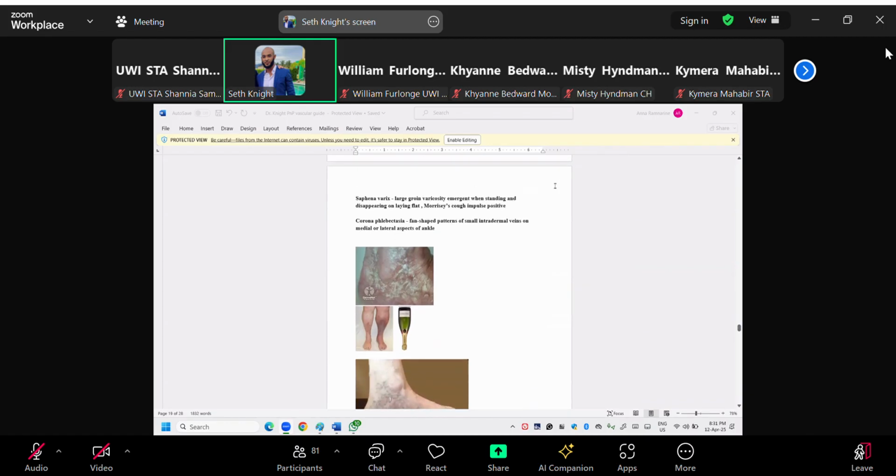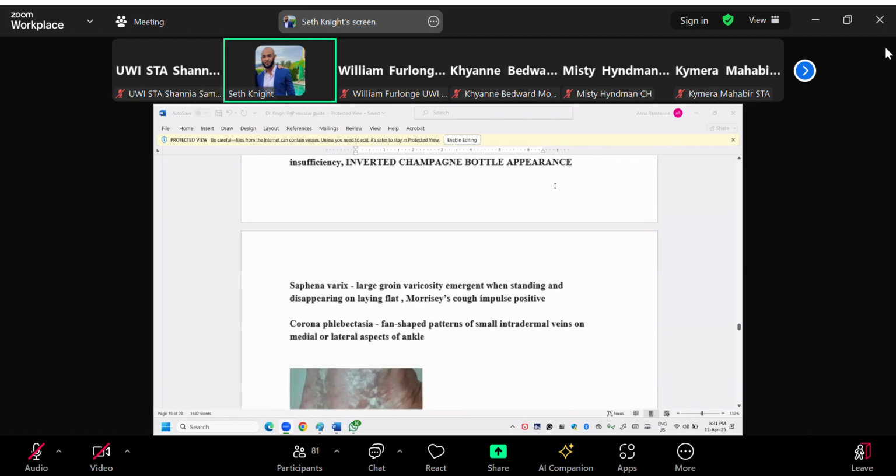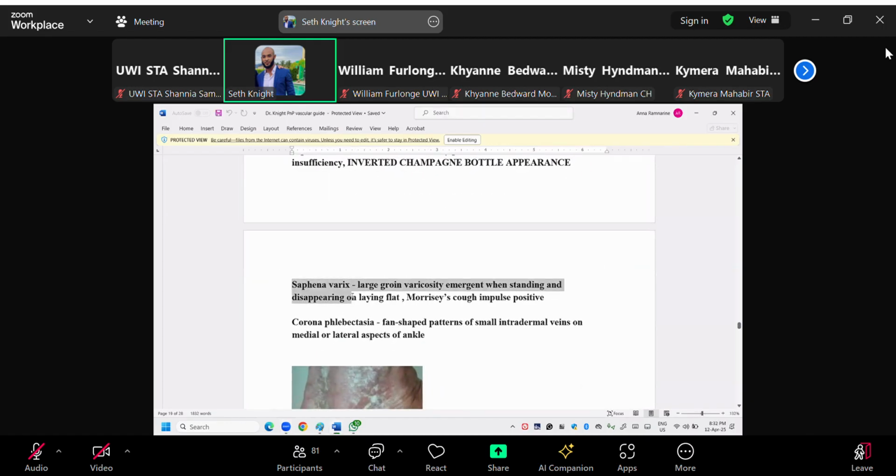So those are that. Saphena varix is actually a varicosity in the groin region at the saphenofemoral junction, and this has a positive cough impulse. So saphena varix is a differential for your groin swellings.